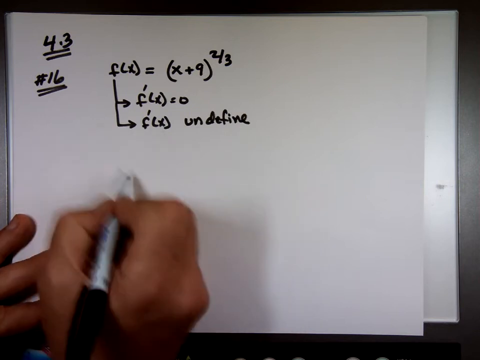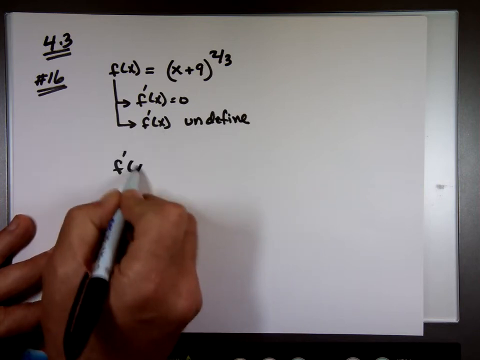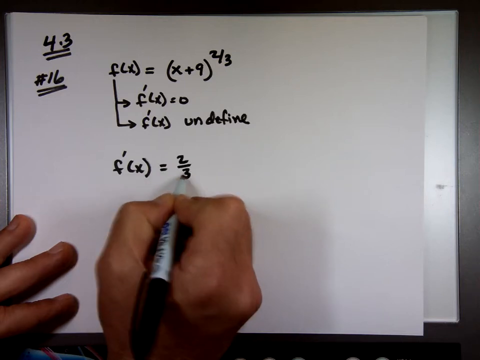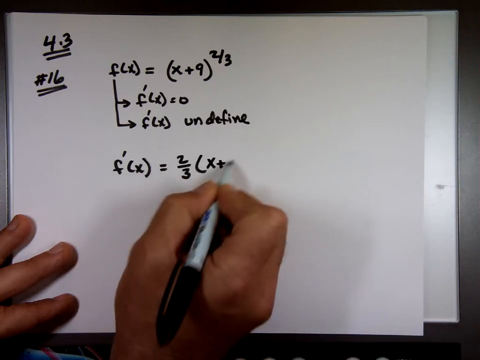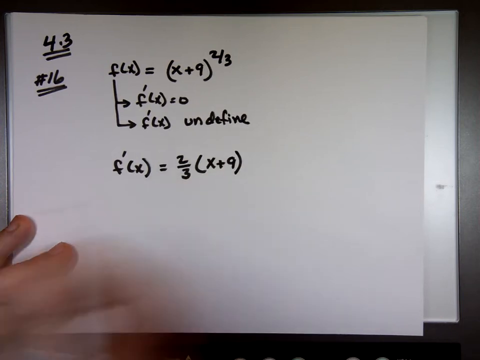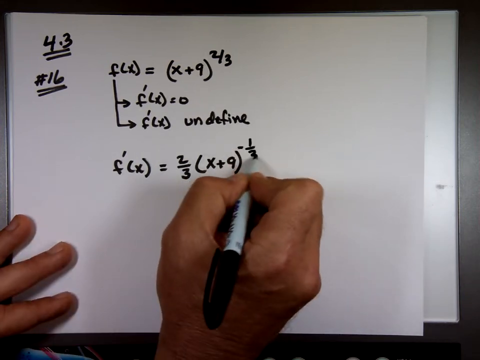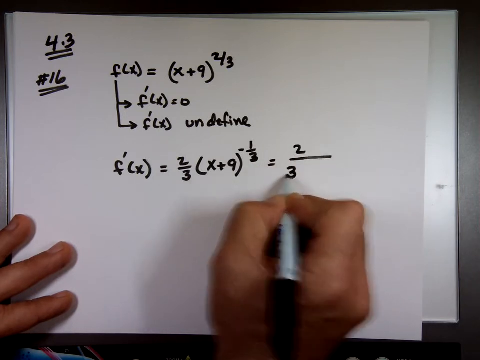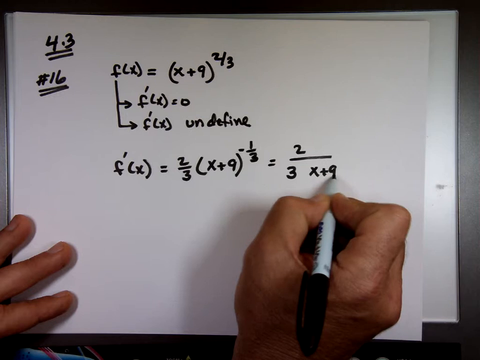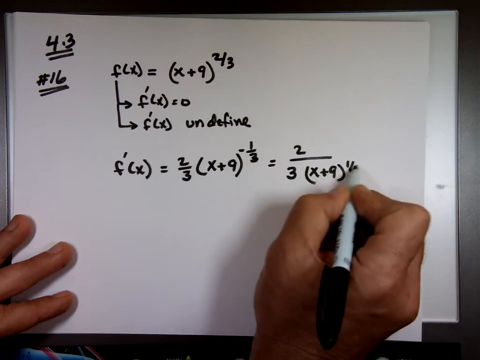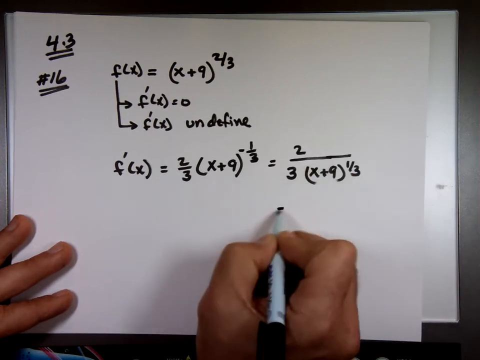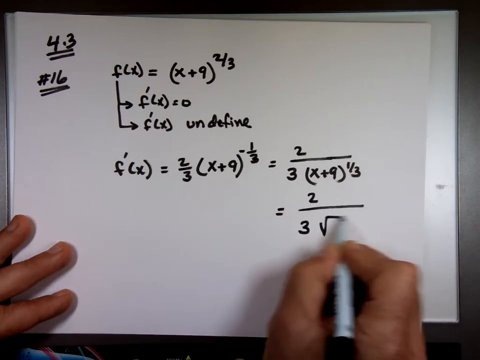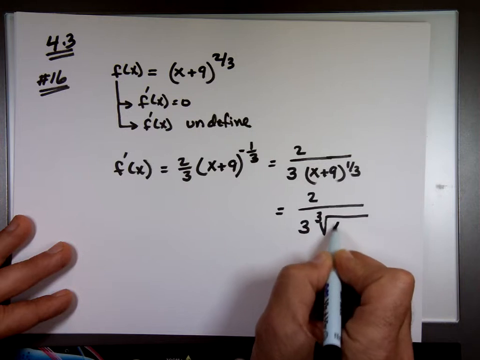So let's find the derivative. That'll be 2/3 times x plus 9 to what power? Negative 1/3, which means 2 over 3 times x plus 9 to the power of 1/3 in the bottom, or 2 over 3 times the cube root of x plus 9.